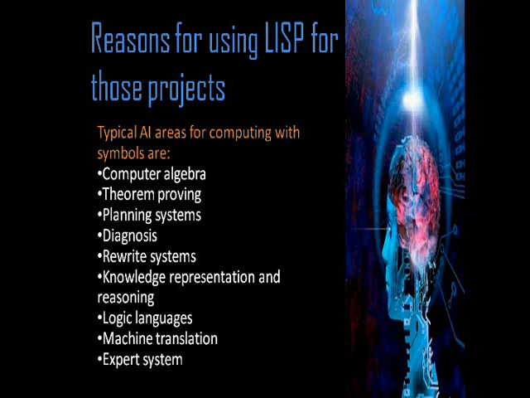The typical artificial intelligence areas for computing with symbols are computer algebra, theorem proving, planning systems, diagnosis, rewrite systems, knowledge representation and reasoning, logic languages, machine translation, and expert systems.